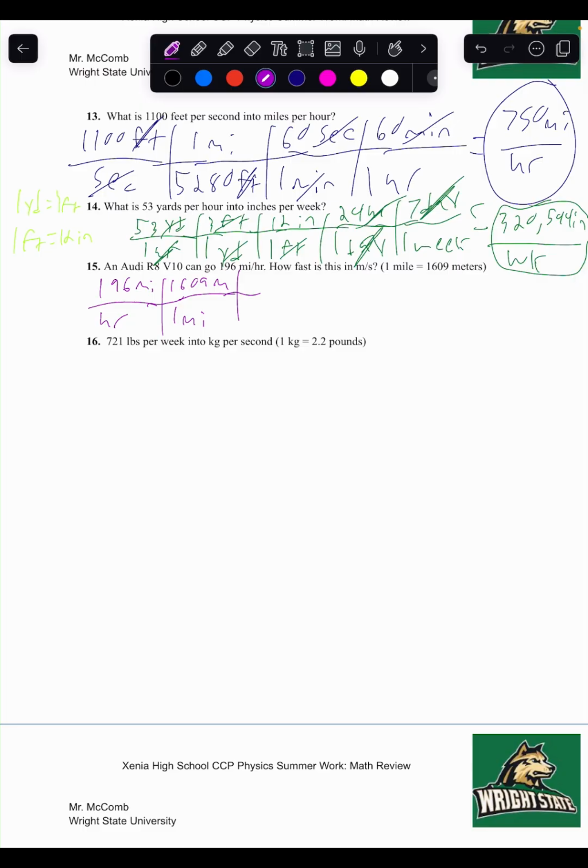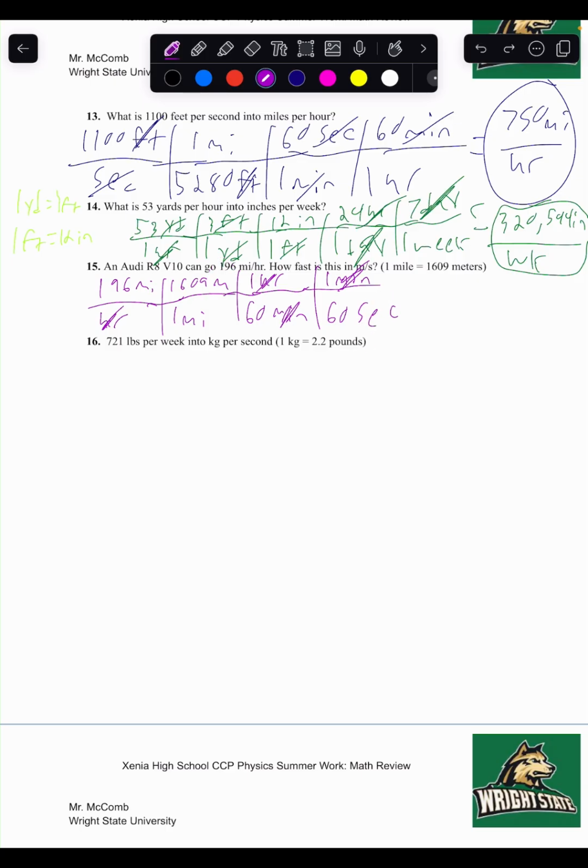Hours into seconds, right? So I have hours down here. I want hours up here. 1 hour is 60 minutes. Hours cancels hours. And then minutes to seconds. 1 minute is 60 seconds. Minutes goes up top because we want to go diagonal. Meters, seconds, we're good to go.